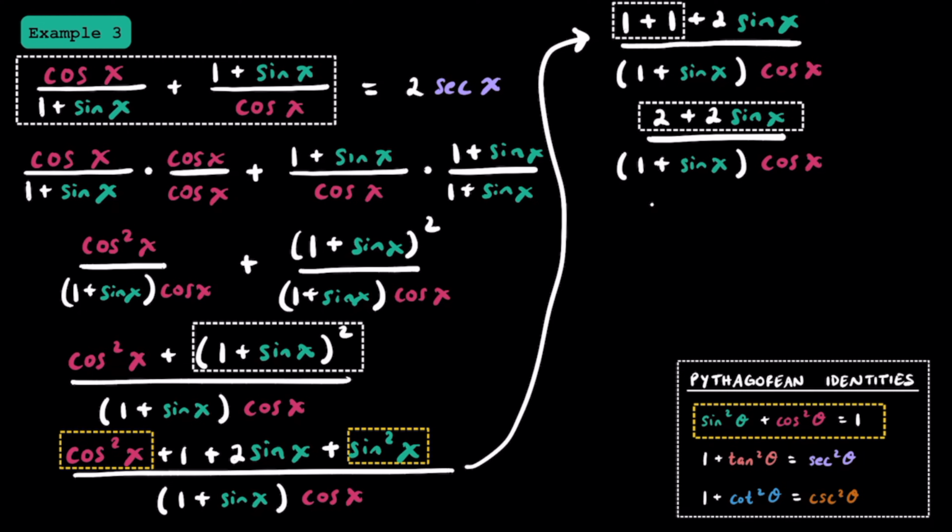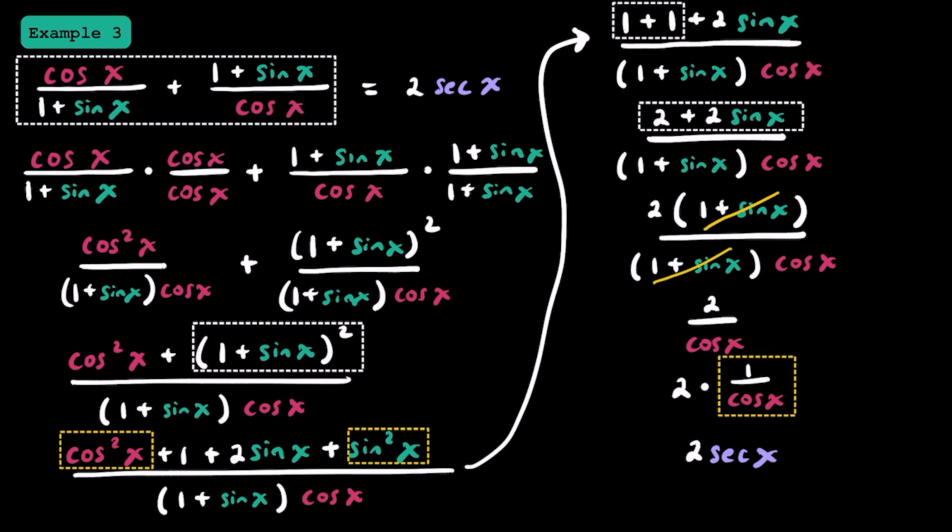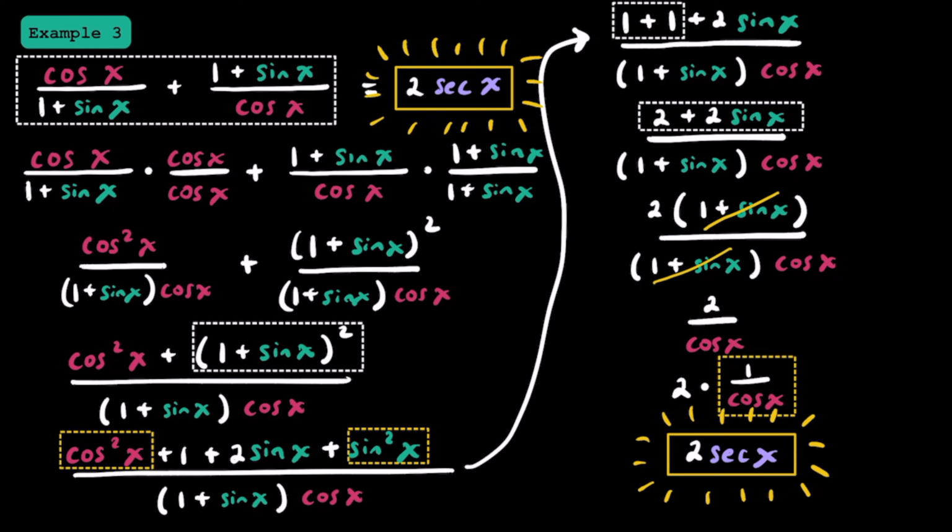In the numerator, let's factor out the GCF and write 2 times the quantity of 1 plus sine of x. And for now, that's still going to be over all of this. At this point, this 1 plus sine of x is the GCF of the numerator and denominator, so we can cancel those out. And we can write 2 over cosine of x. Since we're trying to get secant of x, let's rewrite this as 2 times 1 over cosine of x. And since 1 over cosine of x is the same thing as secant of x, using a reciprocal identity, we can write this as 2 times secant of x. After all that, we finally verified this identity.